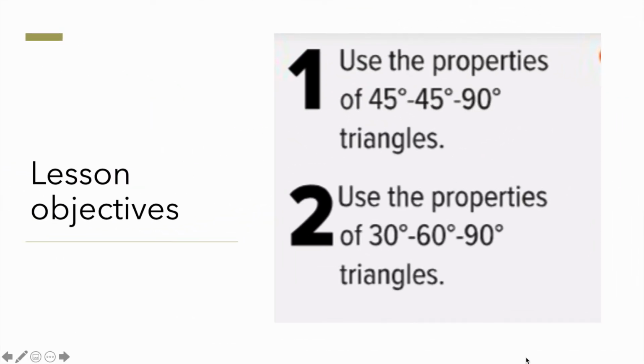The lesson objective of today's lesson is to use the properties of 45, 45, and 90 degrees. So these are the angles that will be in our triangle. And then we're also going to use the properties of the 30, 60, and 90 triangle. You may be asking yourself, what makes these two triangles special triangles? And today I'll be answering that question for you.